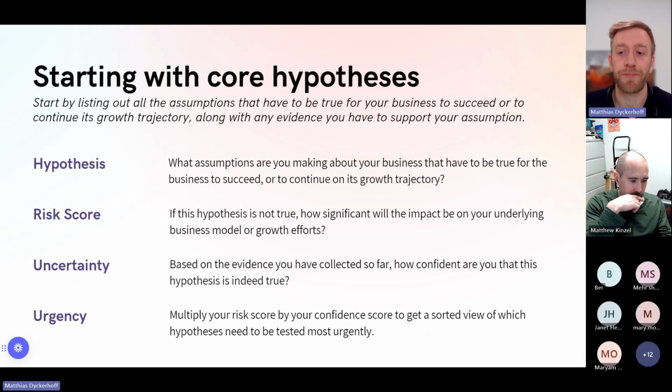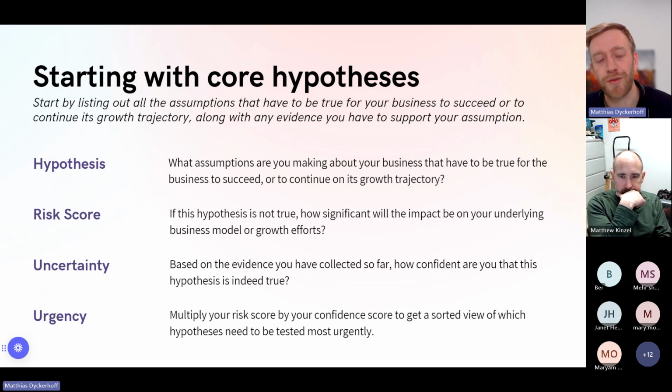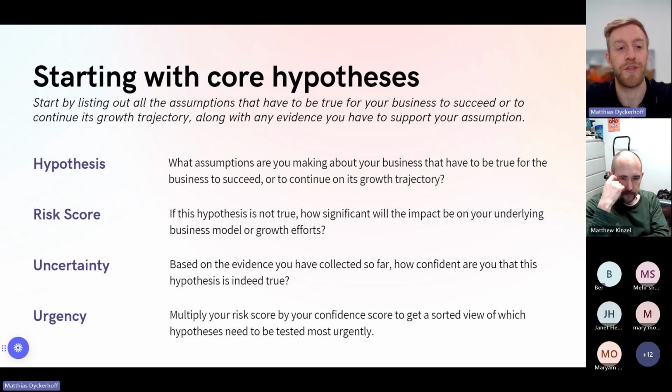So say I'm assuming that my product will be successful. I have some sort of assumption that people will be willing to pay for it, that it will meet their needs, that they'll be satisfied by the experience, right? Each of these hypotheses about my business has an underlying risk associated with it. So if this hypothesis is not true, how much does that impact my business? How risky is this assumption?